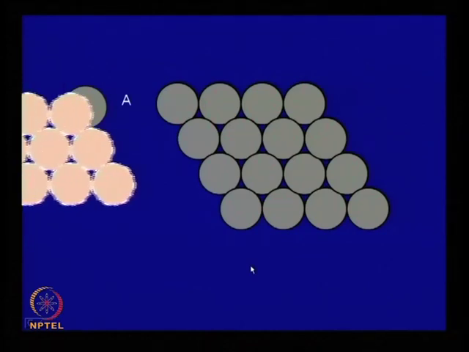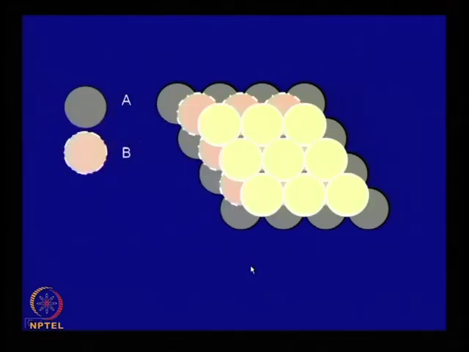So it occupies one of the positions. We call this layer B. And then we bring in another to the other side. We call this layer C. Look at this arrangement from this side: it has a similarity to the face centered cubic structure.